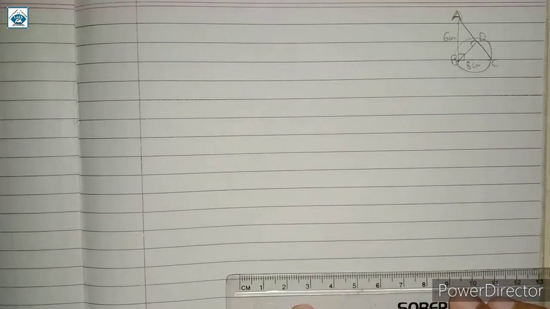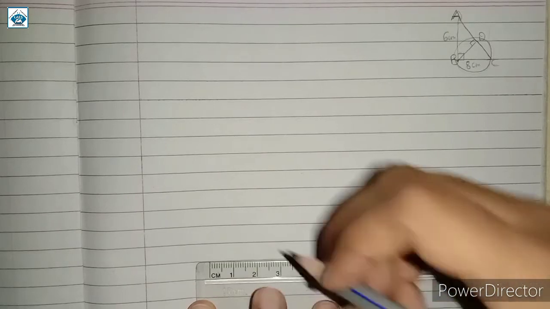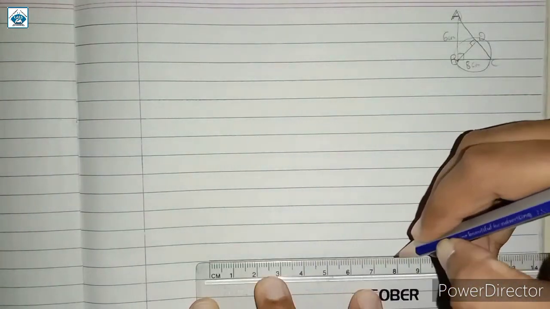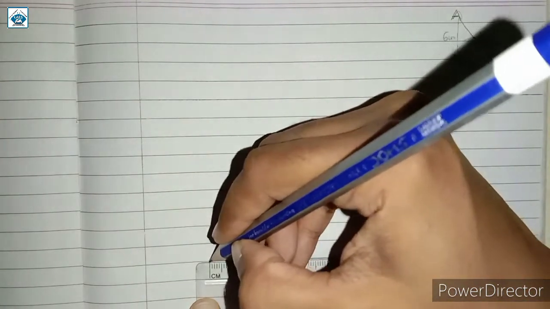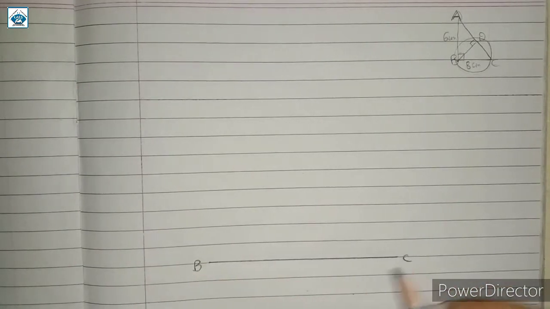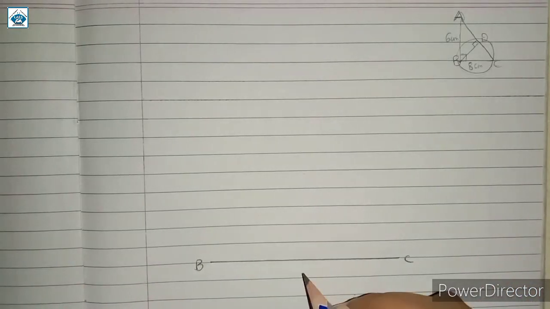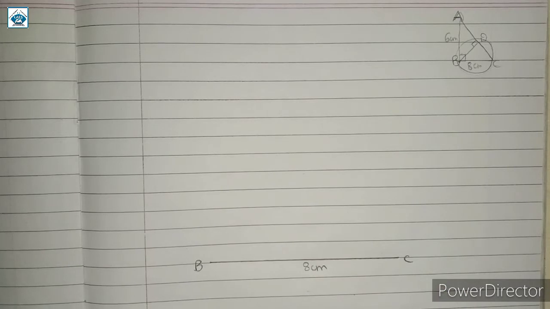So firstly let us begin by constructing a triangle. Here let us construct a triangle with base 8 cm. So firstly I have drawn a line segment that measures 8 cm, and let us name this BC. BC measures 8 cm.